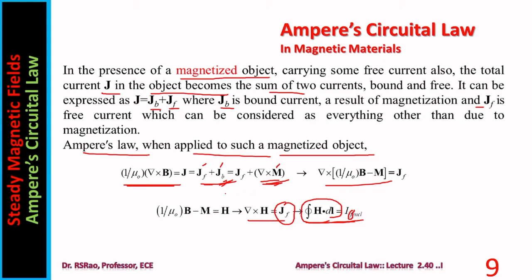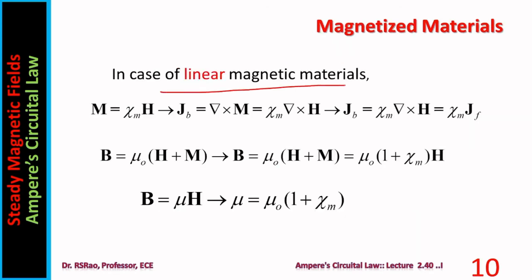M is magnetization. We all know M is equal to chi_M times H, where chi_M means magnetic susceptibility. H is field intensity, M is magnetization. This is similar to polarization that happens in the case of dielectrics. In the case of linear magnetic materials, M is chi_M into H. J_B is del cross M, but M is chi_M H. Therefore, further manipulation leads to J_B equal to chi_M J_F.